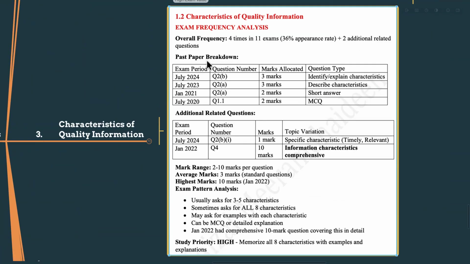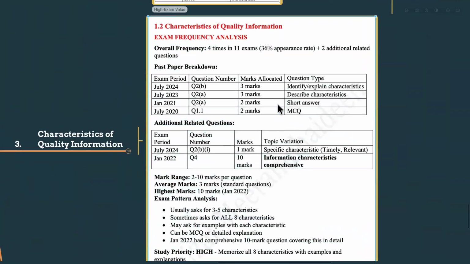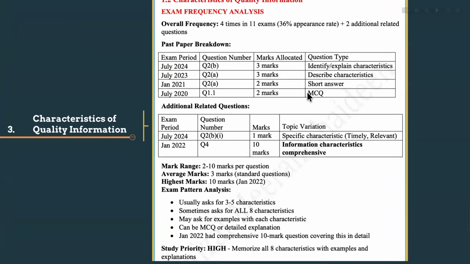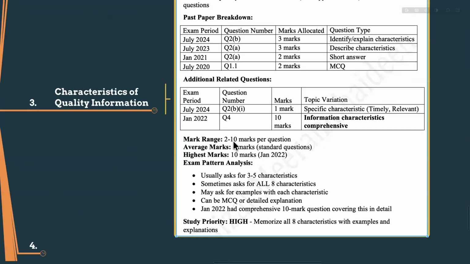Also, there are 2 additional related questions about the characteristics of quality information. Normally, they will ask you to identify and explain the characteristics, or describe them, as well as some short answer forms and some MCQ questions, right? Sometimes they will ask you to explain some specific characteristics. The marks range between 2 to 10 marks. On average, you can get 3 marks. The highest was 10 marks in January 2022.